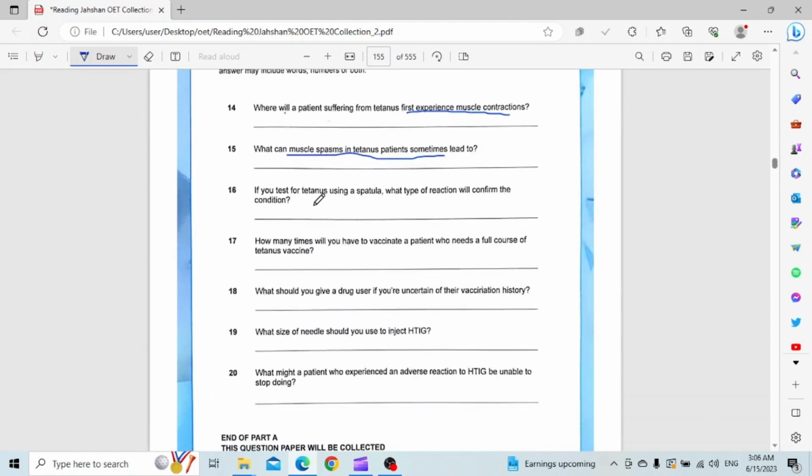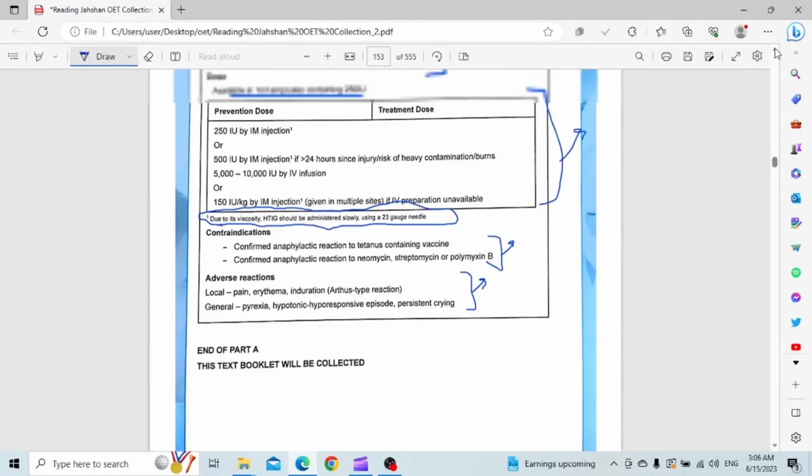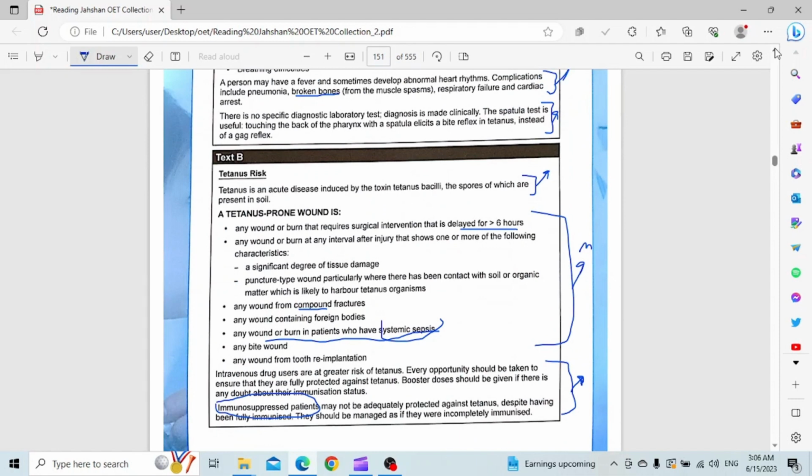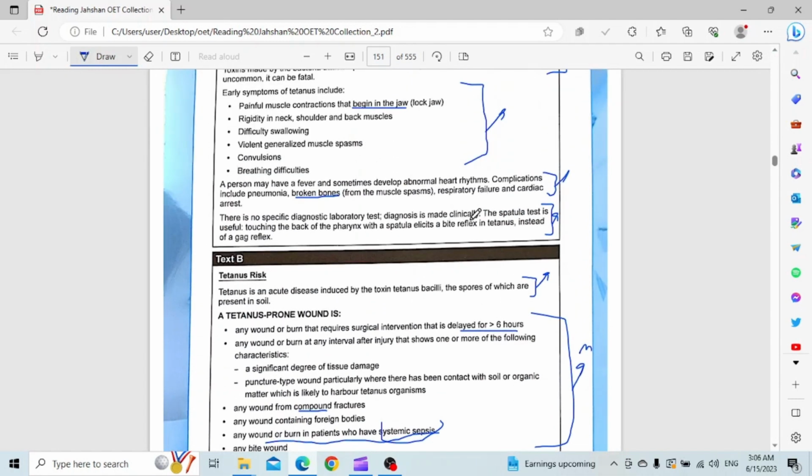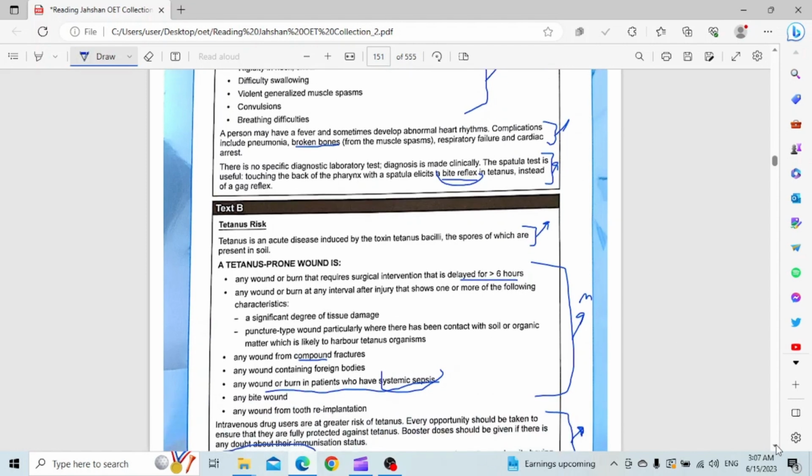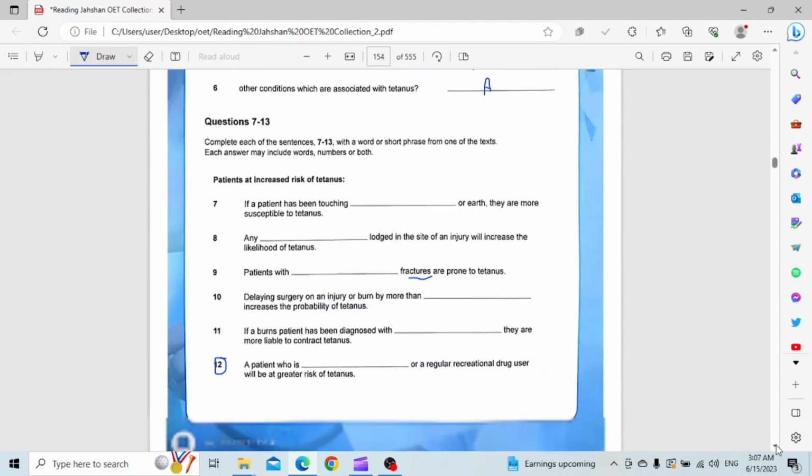So if you test for tetanus using a spatula, what type of reaction will confirm the condition? So we are talking about diagnosis, right? So I go back to diagnosis in part A, and I will see what I can use with the spatula. The spatula test is useful: touching the back of the pharynx elicits a bite reflex instead of a gag reflex. So what is the positive sign? It is the bite reflex, and that is my answer: bite reflex. Then I go back.